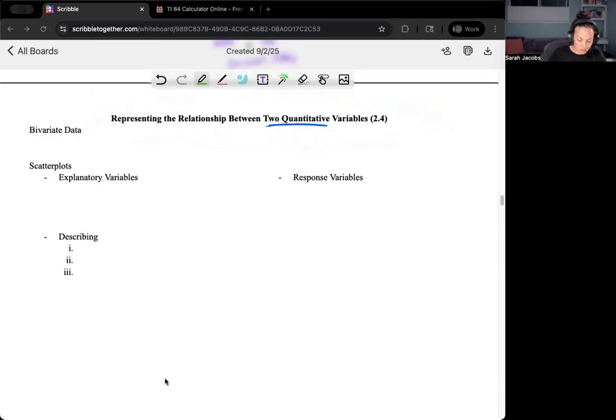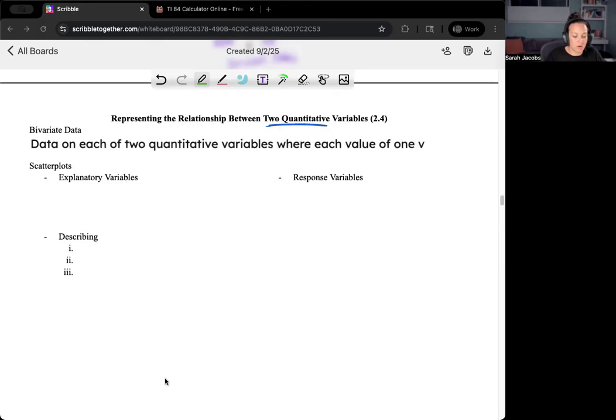Let me see if this works. Okay, so bivariate data is data on each of two quantitative variables where each value of one variable is paired with a value of the other variable.